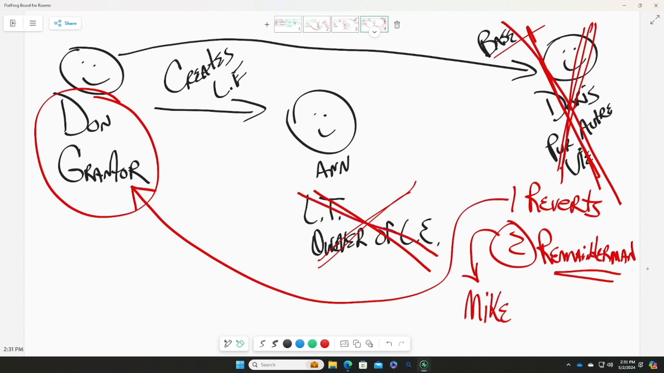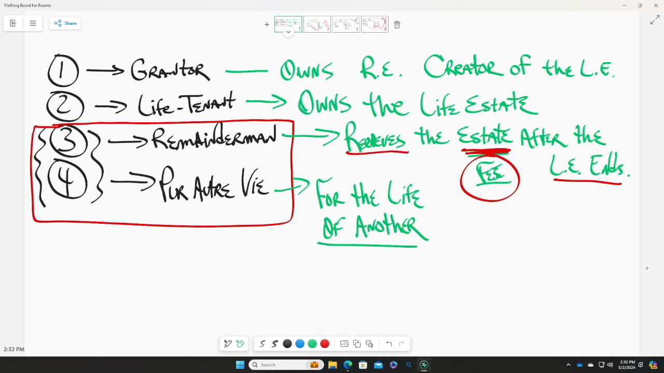Anne's no longer a life tenant. Anne doesn't have the property anymore. All those rights she had are now terminated and gone, and it's either going to revert back to Don if no remainderman is listed, or if Don listed a remainderman, when Doris dies, it goes to Mike. I hope that makes sense.